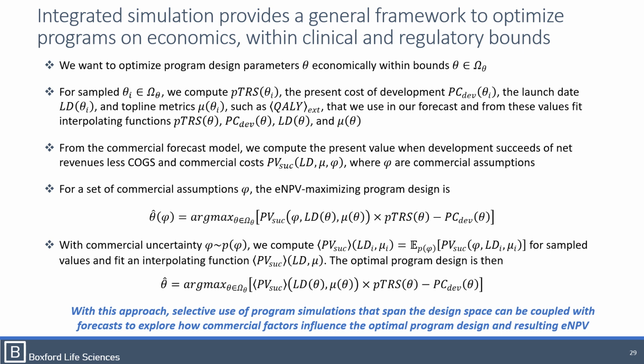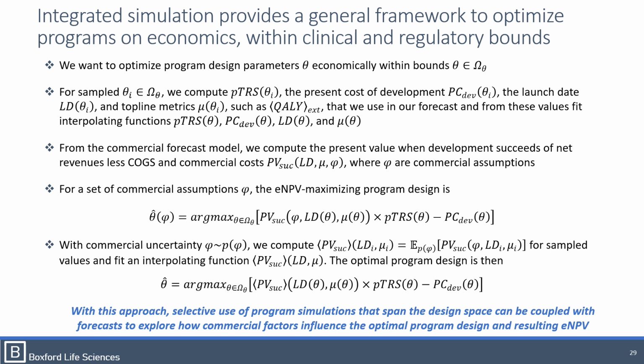And so I am going to walk through this, even though it's a little mathematical. The basic problem is we have some set of design parameters, theta, that we want to vary to maximize economics, in this case expected net present value, within some bounds of a region that's going to be dictated by what regulators expect, what we think is clinically supportable and operationally feasible. Now, within that region of possible designs, we want to sample at random a couple of different designs, different sizes of trials, different durations, whatever we decide to change.